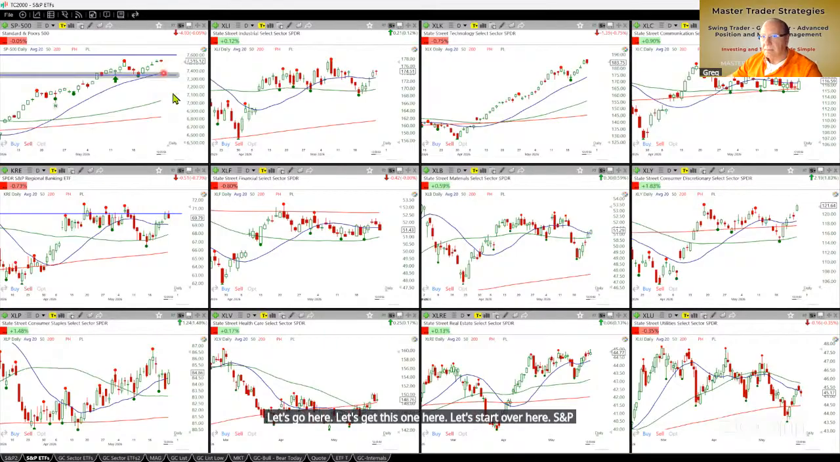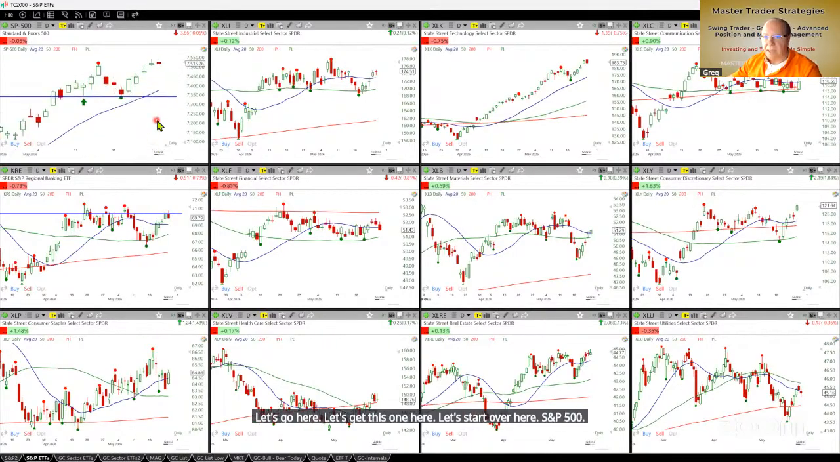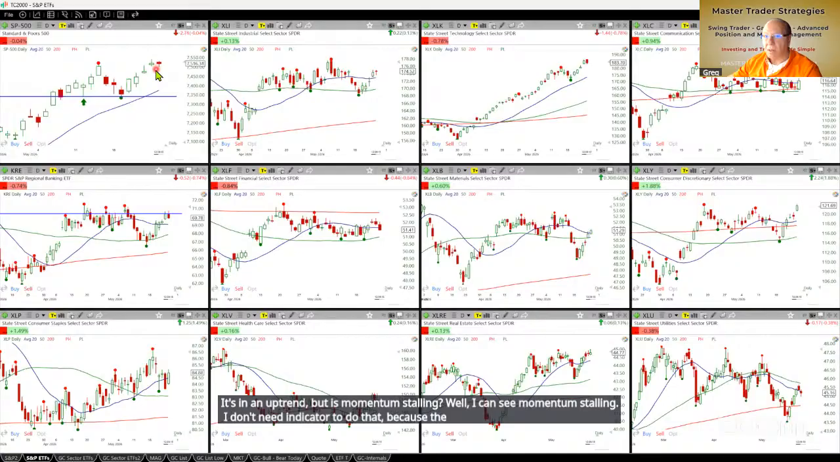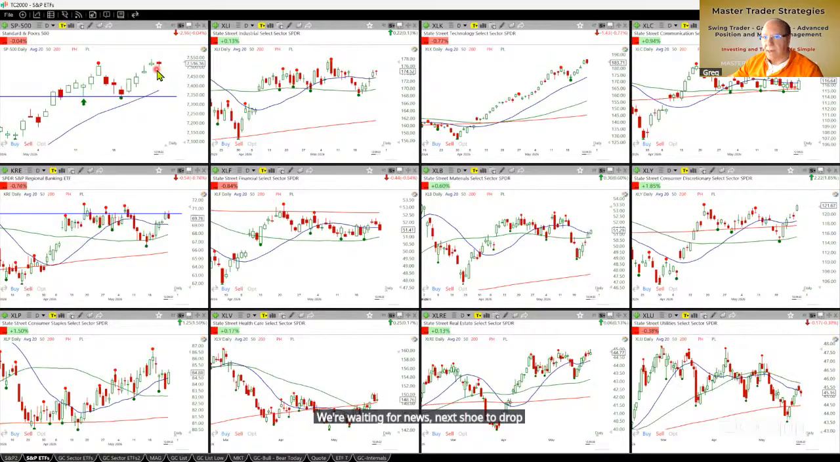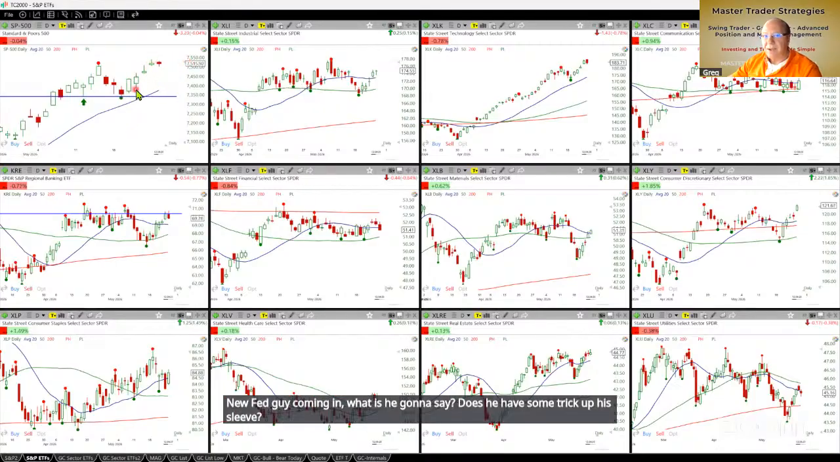S&P 500. Uptrend, black and white, undeniably going sideways for 2 days. And in the pre-market review yesterday, we talked about, you know what? It's in an uptrend, but is momentum stalling? Well, I can see momentum stalling. I don't need an indicator to do that because the ranges are getting small. We're waiting for news, the next shoe to drop with the Middle East, who knows what. New Fed guy coming in, what is he going to say? Does he have some trick up his sleeve?